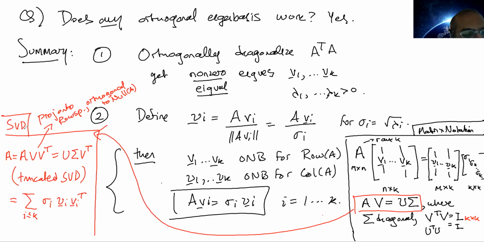I see, there's a question. Why doesn't V V transpose do anything to A? I'll answer that on the next slide.